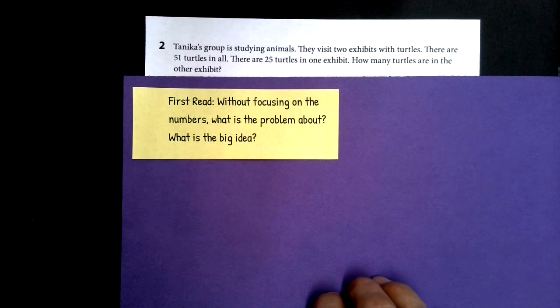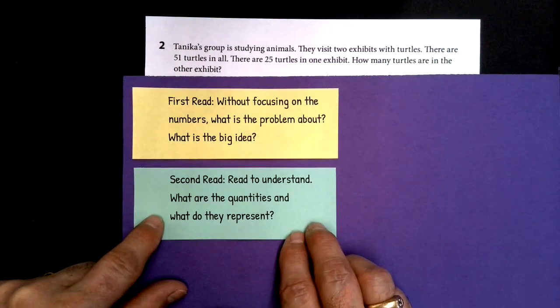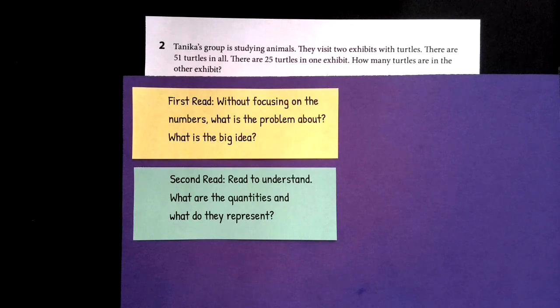Let's look at our second read. Now we're going to do that reading to understand. We're going to look for some details here. So we're going to look at those quantities. So they're studying animals. There are 2 exhibits. That's a number with turtles in them. There are 51 turtles in all. There are 25 turtles in one exhibit. How many turtles are in the other exhibit? Well, this is interesting because I see a lot of numbers here, but I don't think all those numbers are going to end up as part of my equation or part of the numbers I'm using to solve my problem.